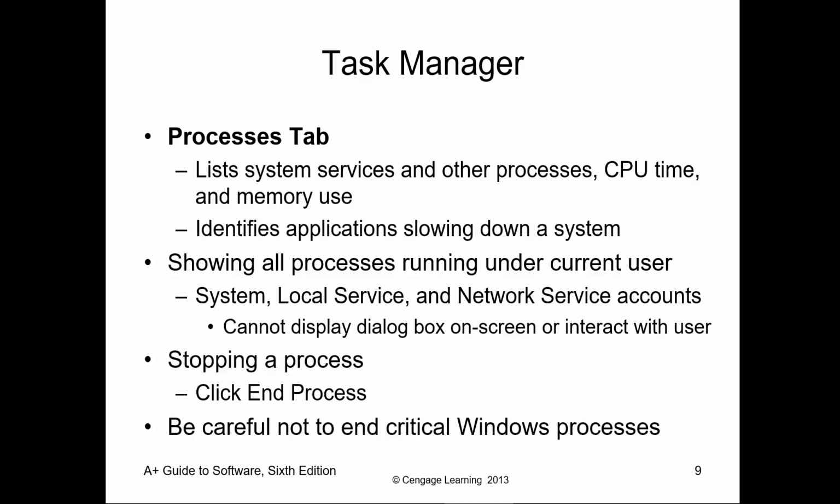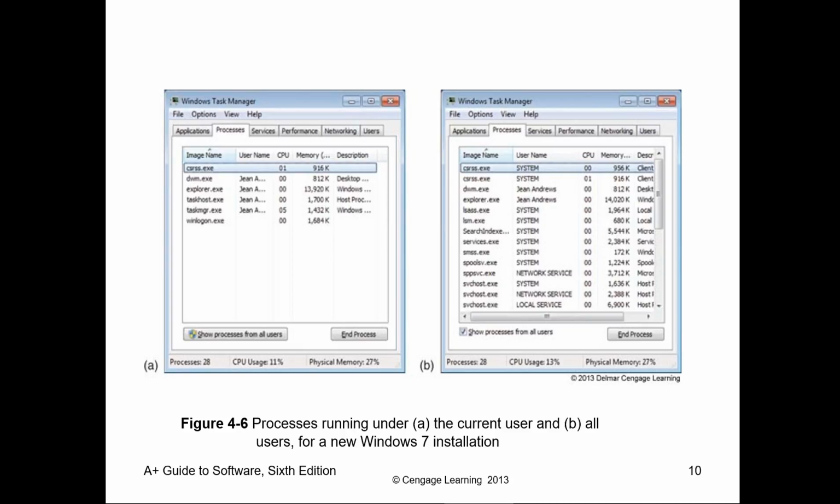The next tab is the Processes tab. It lists the system services and other processes, the CPU time, and memory usage. This helps to identify applications that are floating on a system. You can see it two different ways: just the individual user, and from all users' perspective. On the left, A, we are looking at just the processes for one user. On the right side, B, we are looking at all processes. It just depends on what you're looking at.